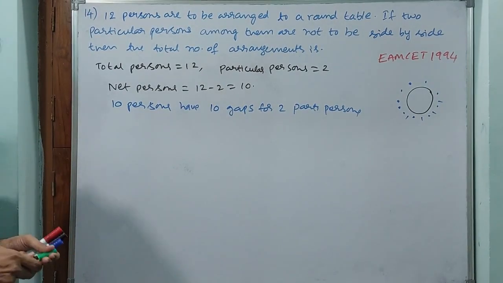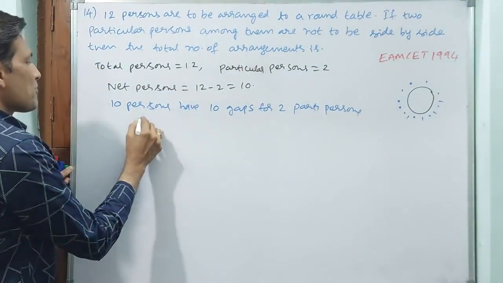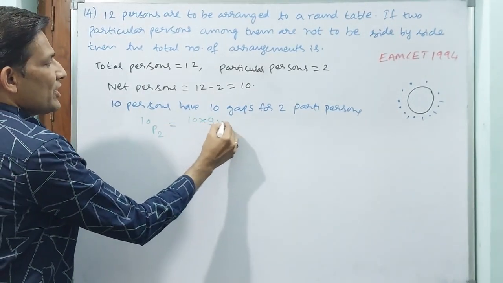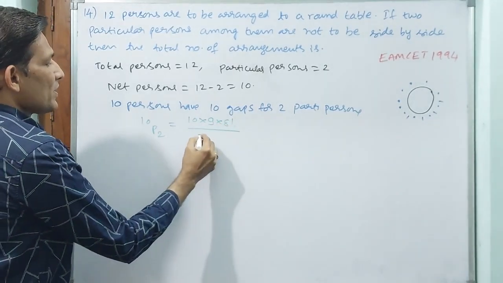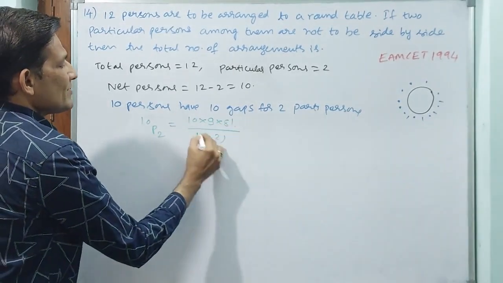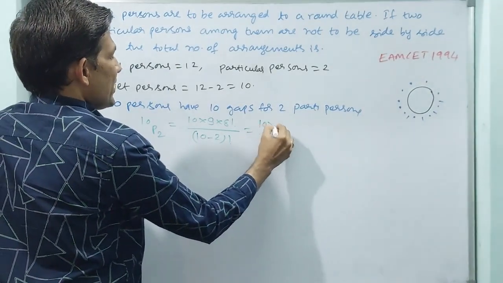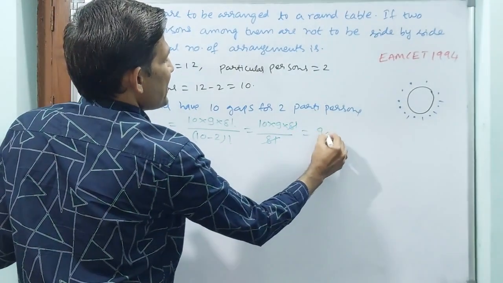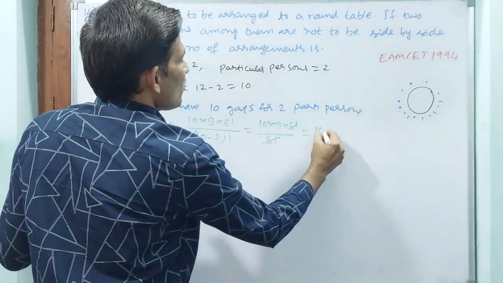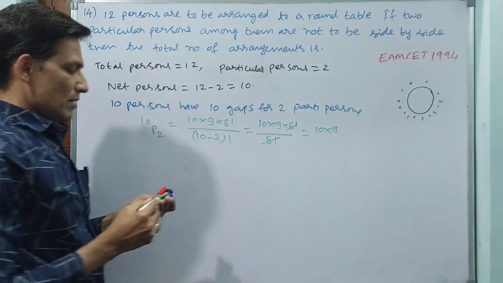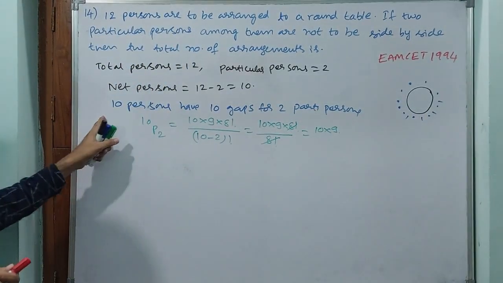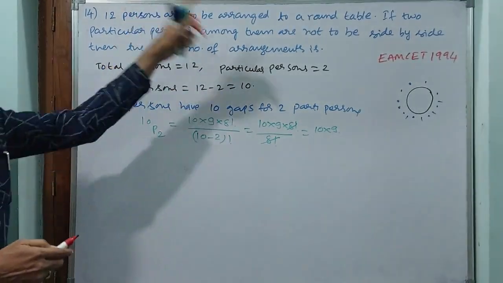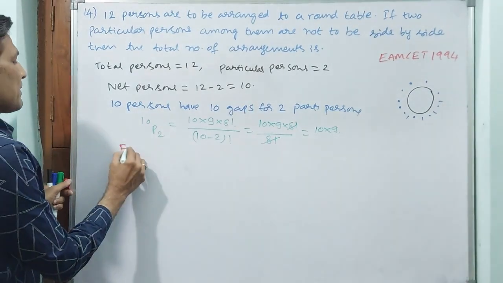For 10 persons and 2 gaps, that is 10P2, equal to 10 into 9 into 8 factorial by (10 minus 2) factorial, equal to 10 into 9 into 8 factorial by 8 factorial, that means 90. Or don't write 90, write 10 into 9. This is for these 2 persons' case. But what about the 10 persons' case? Circular arrangement for 10 persons.